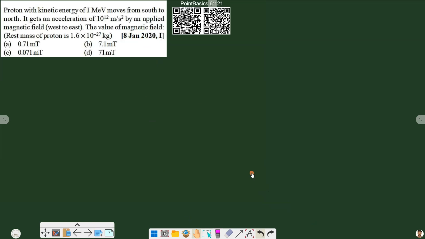So first of all, using the kinetic energy term, kinetic energy will be half m v square, which is equal to 1 mega electron volt. So 1 into 10 raised to power 6 electron volt. So 1.6 into 10 raised to power minus 19 joule. This will be the value of energy. And using this, we will get v square is equal to 3.2 into 10 raised to power minus 13 divided by m. So this is the value of v square.